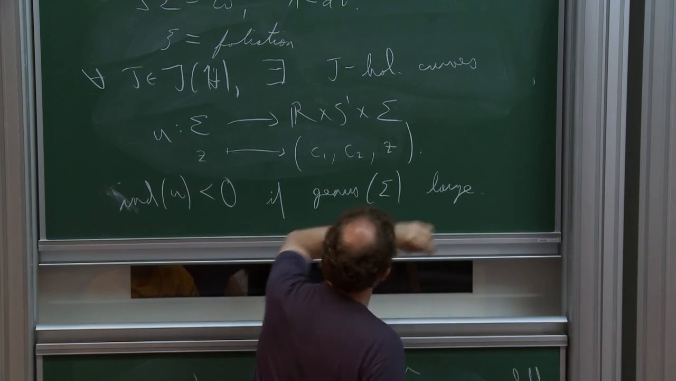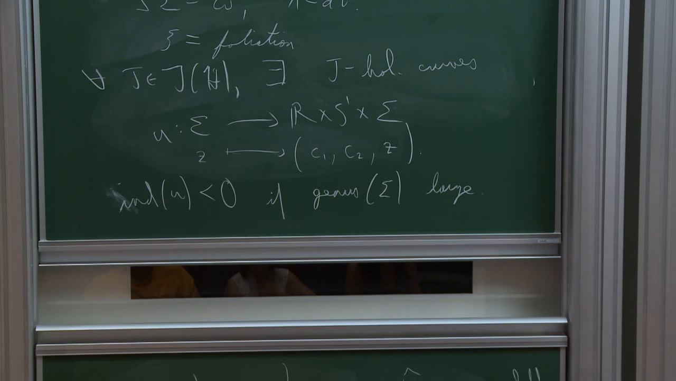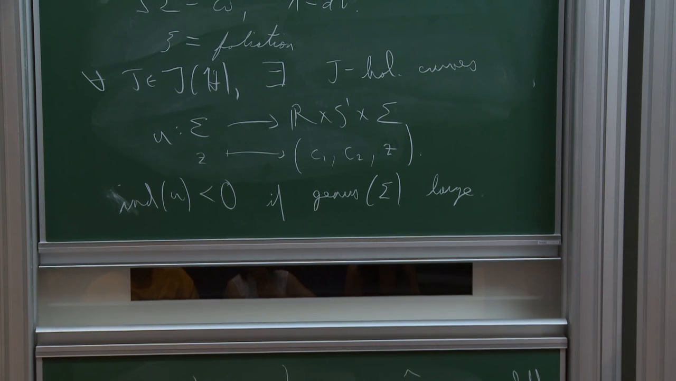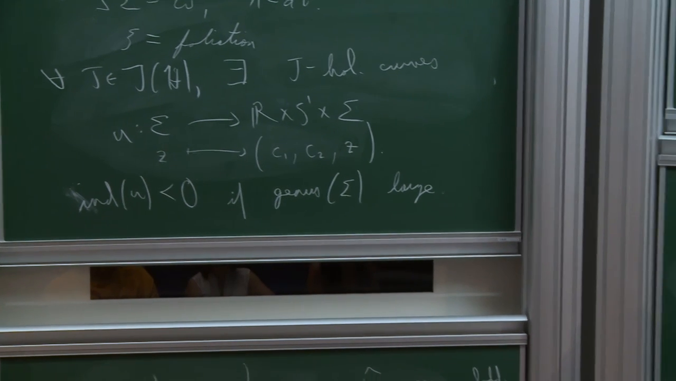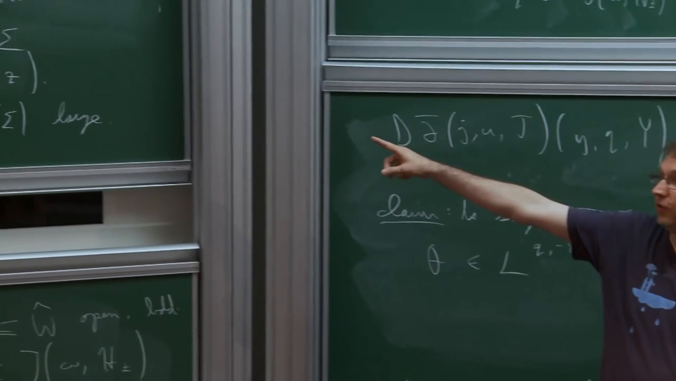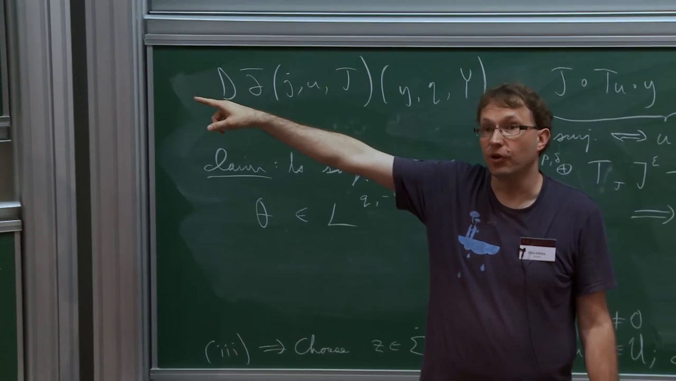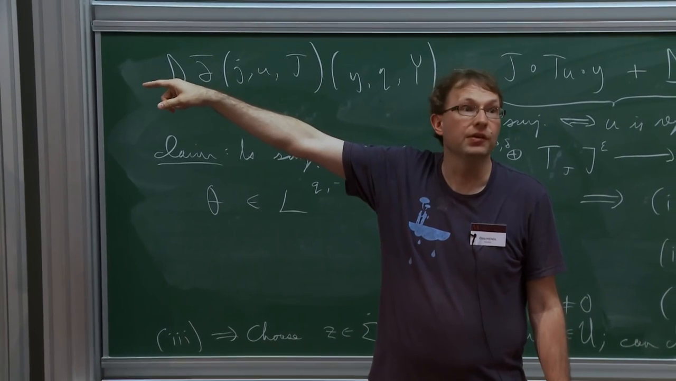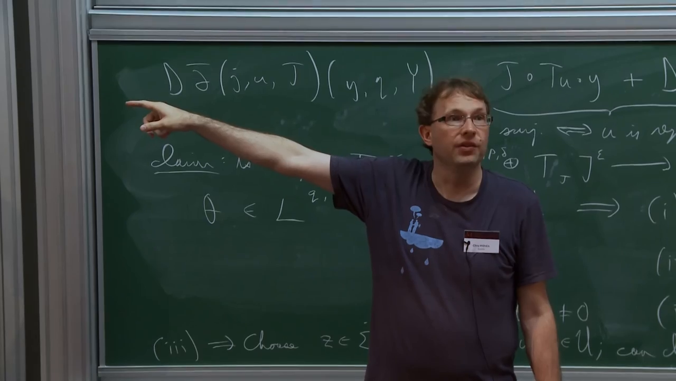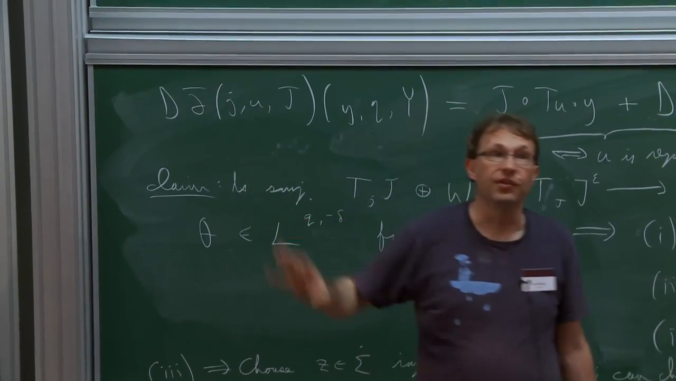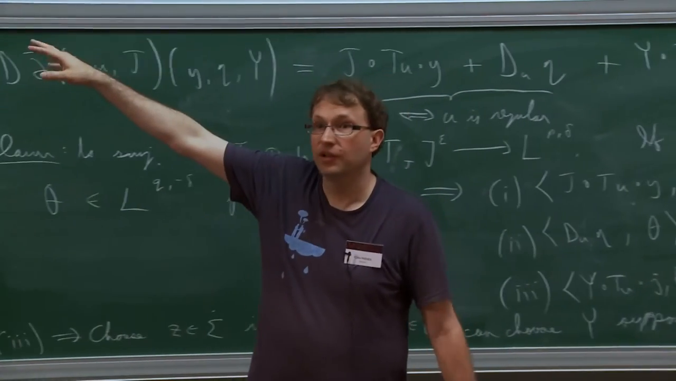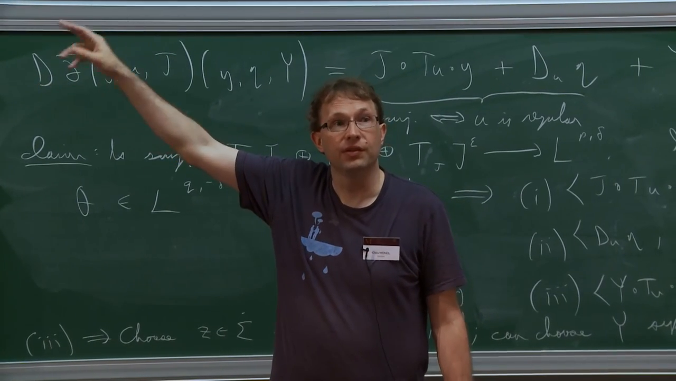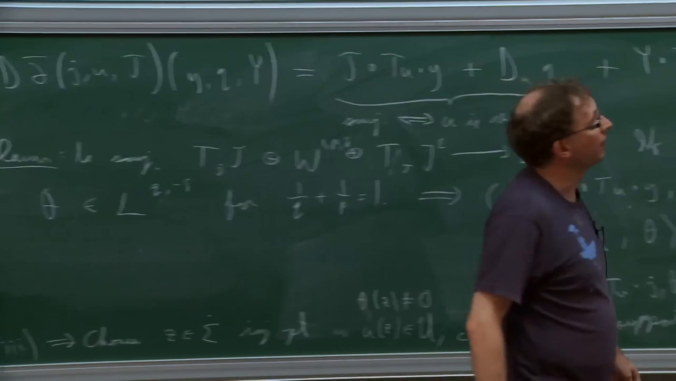Right. So there's an exercise for lunchtime. Convince yourself that if you were really allowed to take a fully generic perturbation of J, you would kill all these curves if the genus is large, because they have negative index. So it means the perturbations in this translation invariant class are not large enough to actually achieve transversality for everything. They don't for these curves. So that's why I have this extra condition.